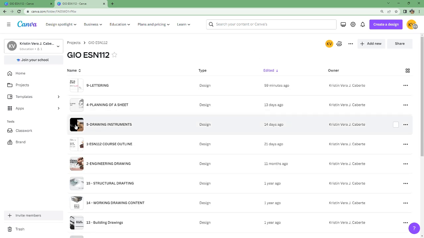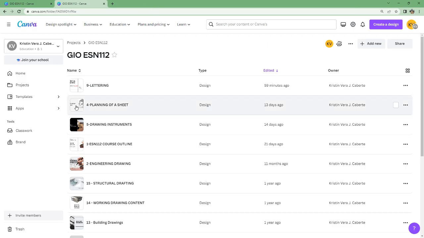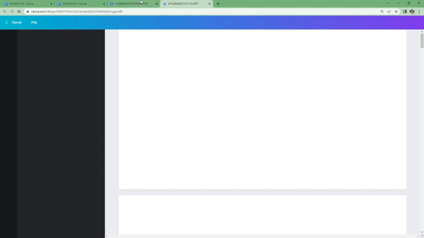Kini di ba? Drawing instruments man to, di ba? Last meeting. Drawing instruments and planning of a sheet. So, kinsa to? Si Mr. LG. LG, I'll be posting this ha. I-scan na lang ang presentation.